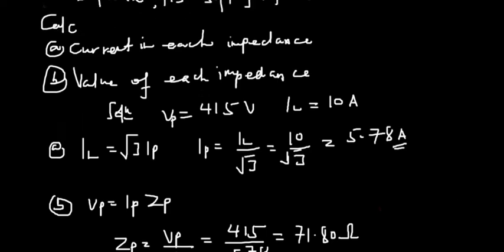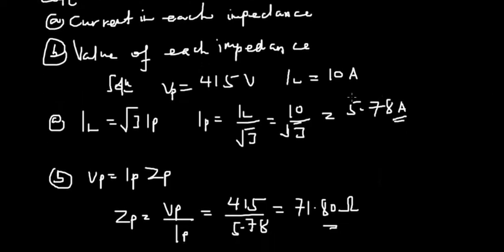Right, so this is quite simple. One thing you need to know is that whenever you are given a question, the parameters which are missing will be used to solve for subsequent questions. Just like here we were given VP and IL, and then IL was used to find IP, and then again IP was used to find ZP because we were already given VP.